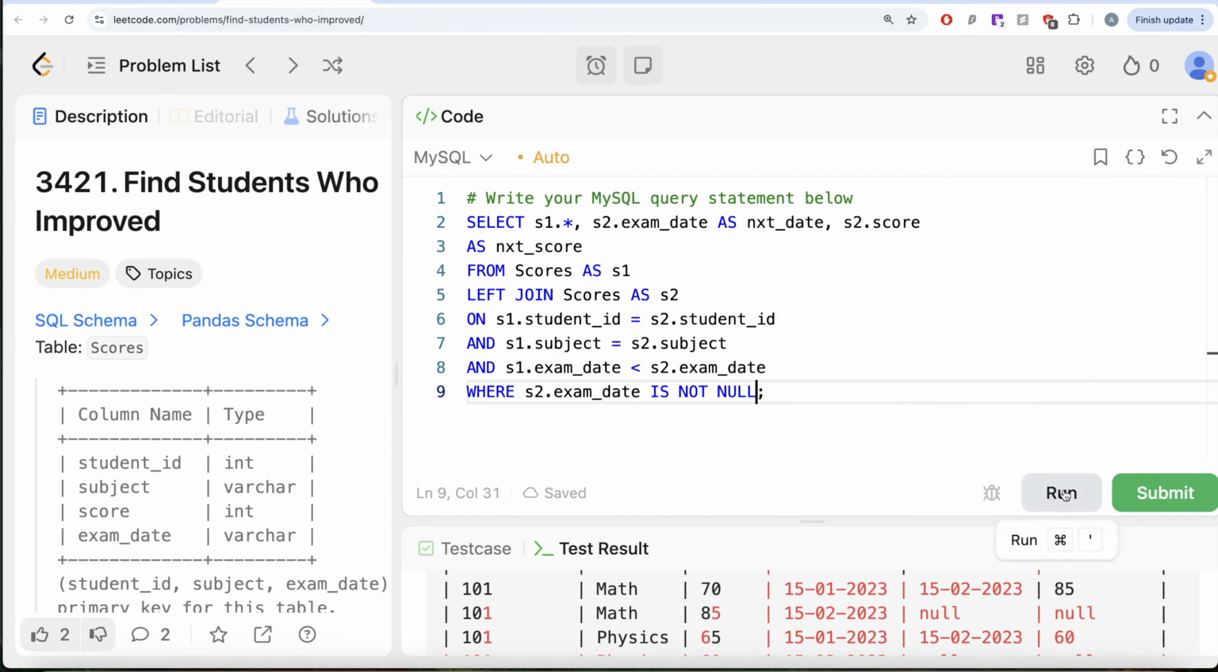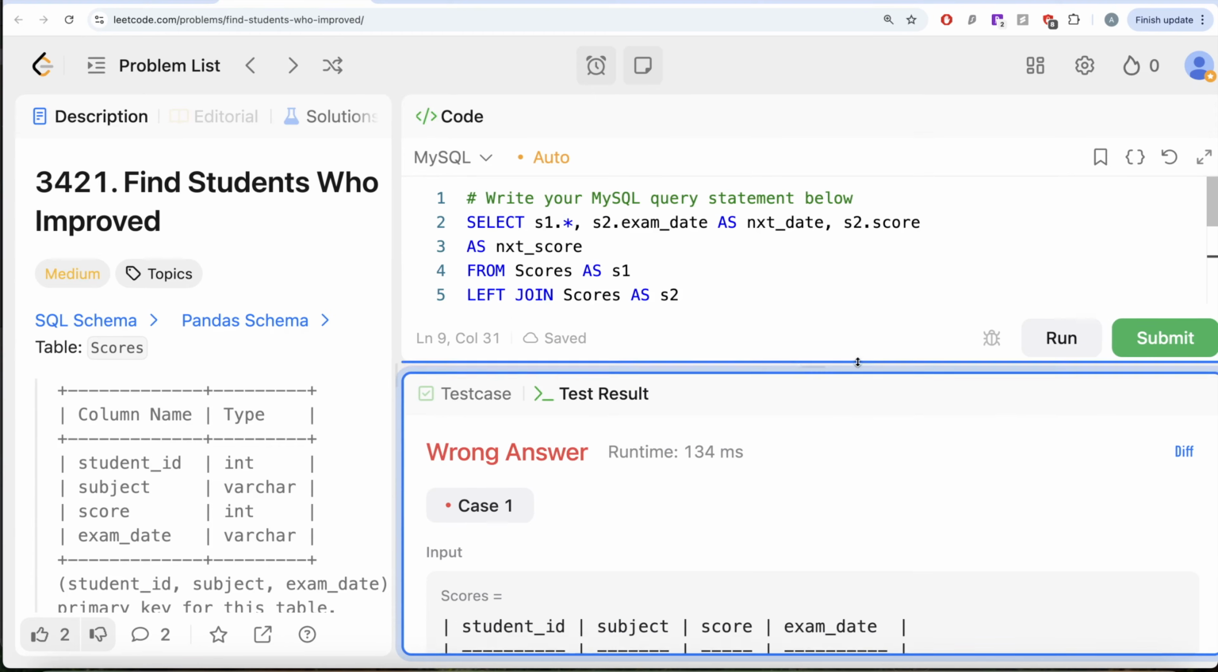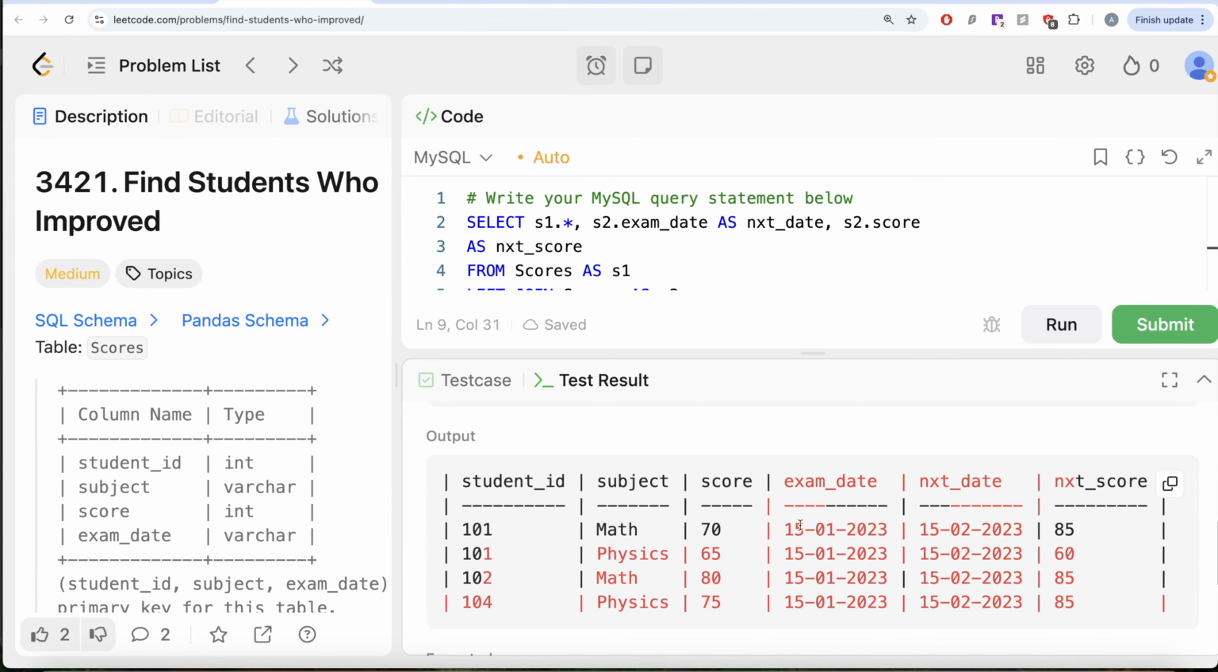Now if I go ahead and run this, let's see what we get in our output. So now it's filtered out to, for student ID, the subjects where the exam was taken, and then another exam for the same subject was taken by the student ID and what was the score in it. Now here luckily, for every student ID the exam was taken only twice, right? For example, for 101 math 15th of January, 15th of February, for physics 15th of January, 15th of February, and so on. However, it is possible to have another row.